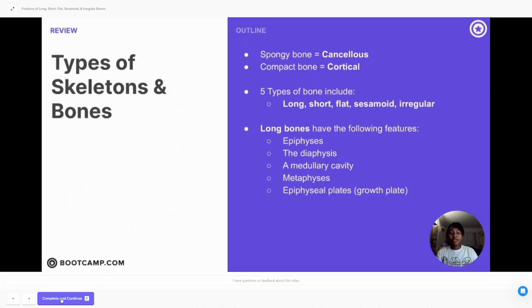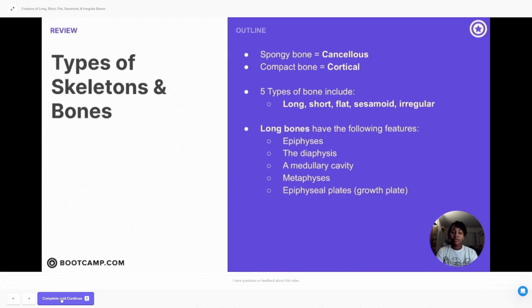Okay, so let's go over some of the key things that you need to take away from this video. So first we have to remember that spongy bone is also known as cancellous bone, and compact bone is going to be known as cortical bone. And next we should also remember that the abundance of bones in our body are basically classified by shape. So we could have long, short, flat, sesamoid, or irregular type of bones.